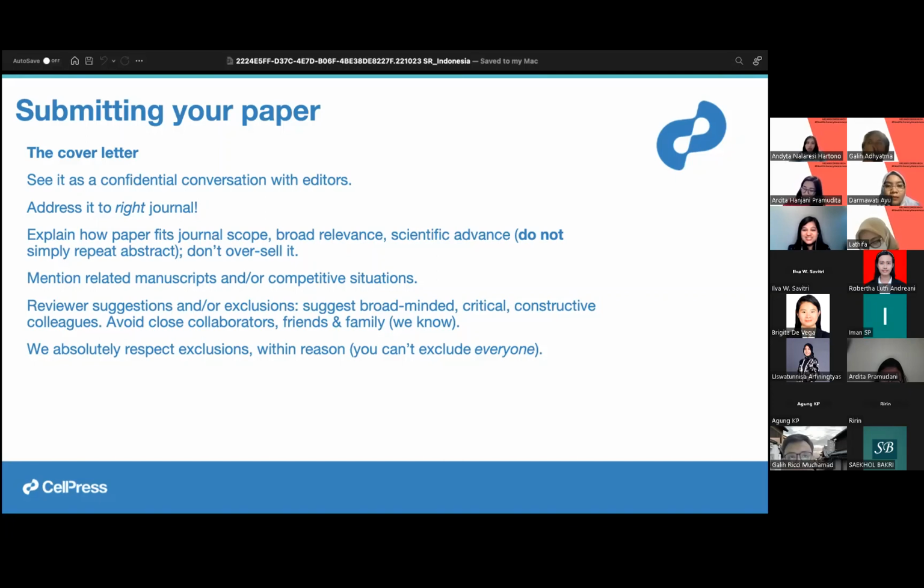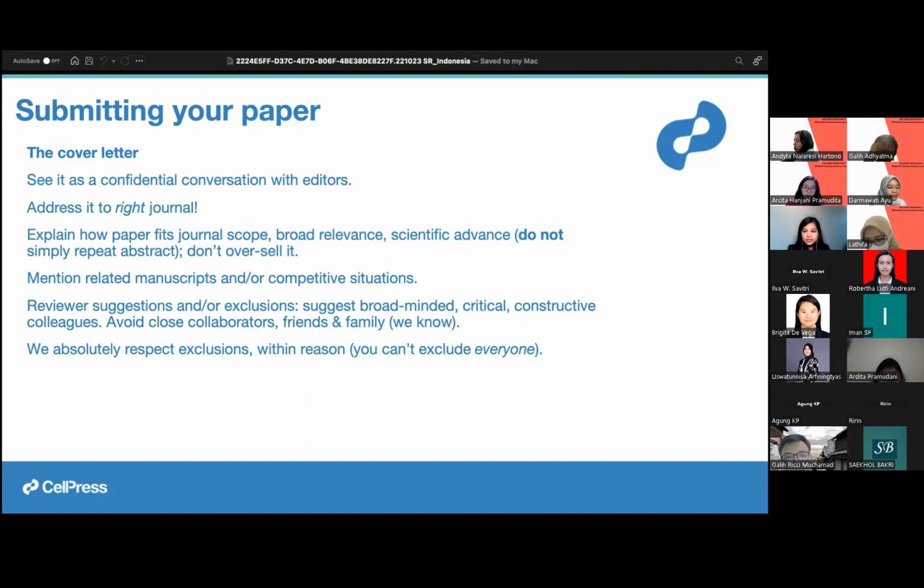Make sure you address it to the right journal. This sounds very obvious, but you would be surprised how many papers we get where the cover letter is actually addressed to some other journal. So make sure you have the journal right, the information right. Explain how this paper fits the scope of the journal, what's the broad relevance, why is it important, what's the scientific advance. But here, there's no point in repeating the abstract because we're going to read the abstract anyway. So you want to summarize it much more briefly and highlight what you think is really exciting.